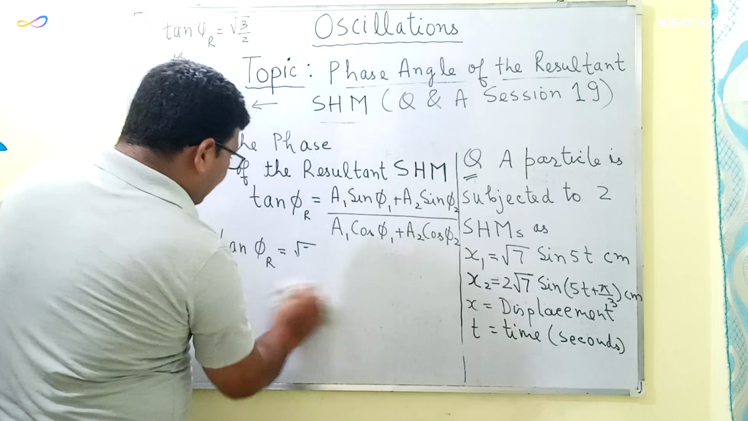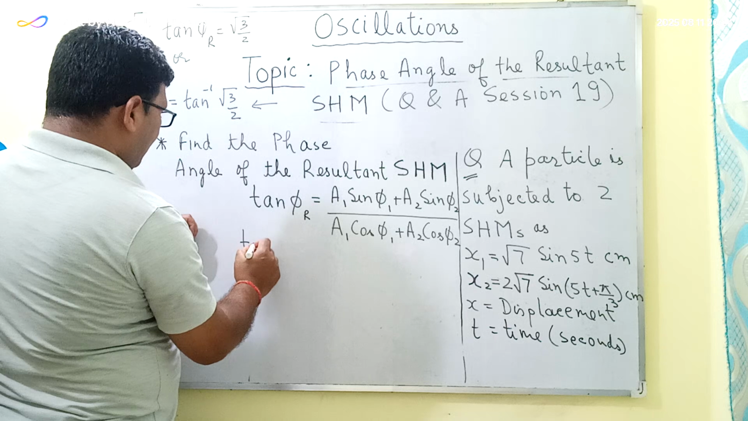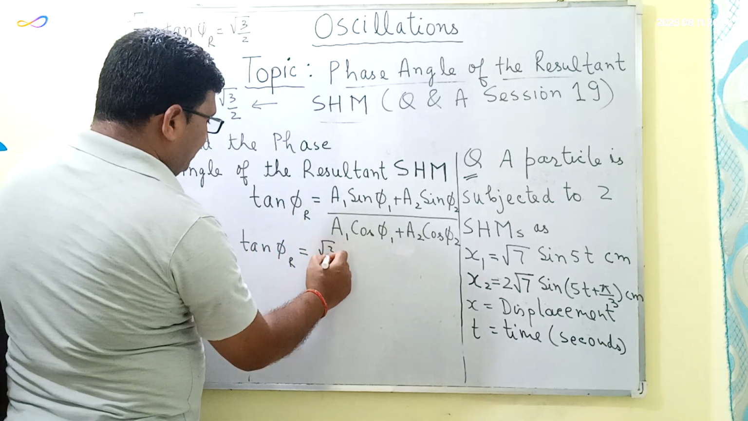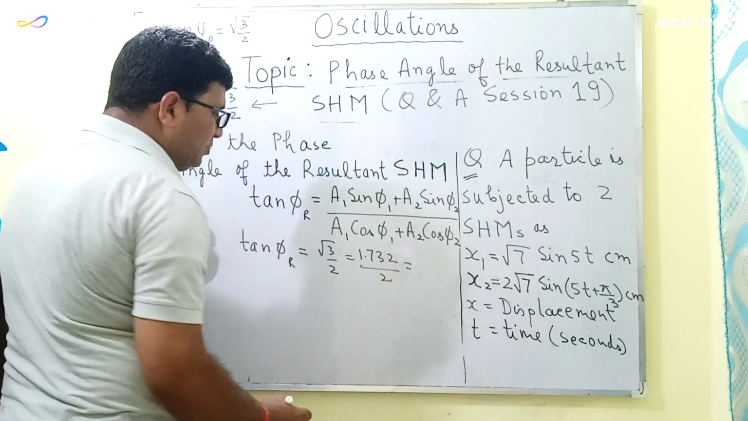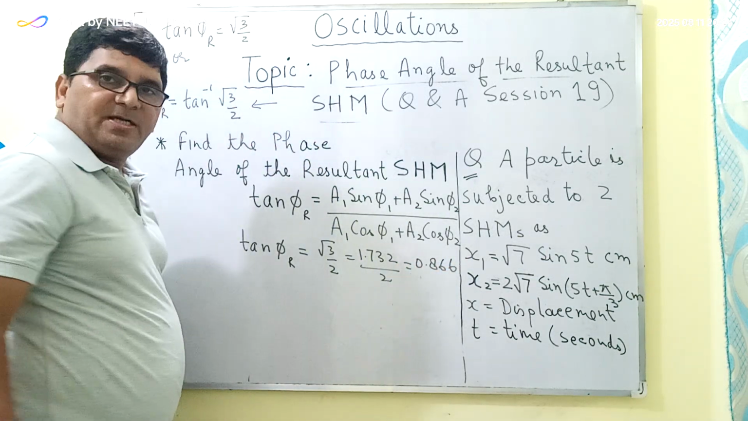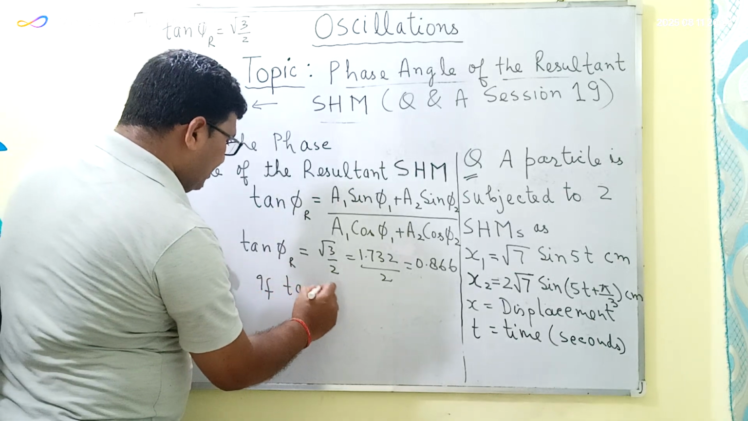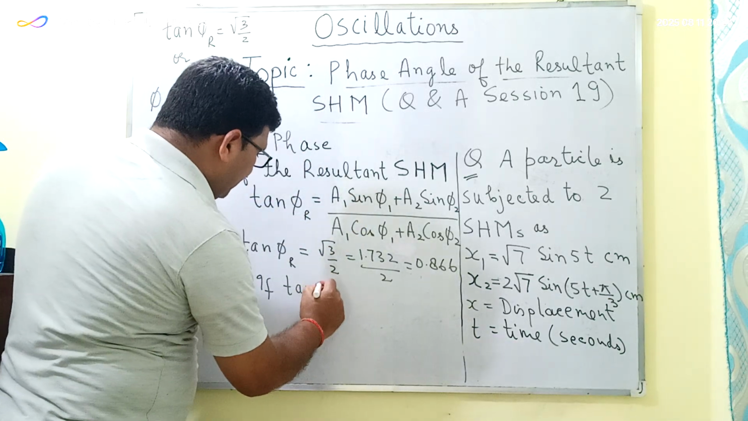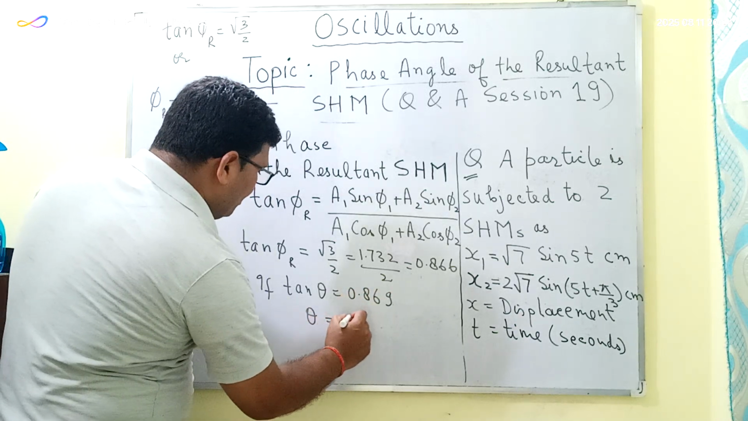Now in the trigonometric table you will find that if tan phi r is equal to root 3 by 2, this is equal to 1.732 divided by 2, so this is equal to 0.866. Now in the trigonometric table you will find that if tan theta is equal to 0.869, then theta is equal to 41 degree.